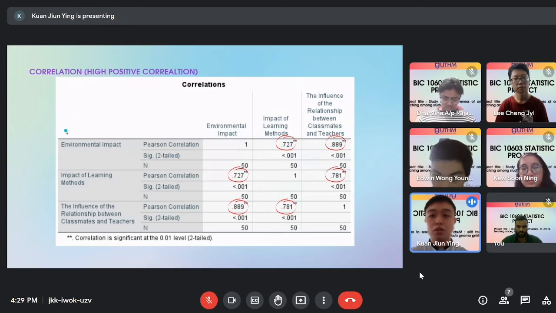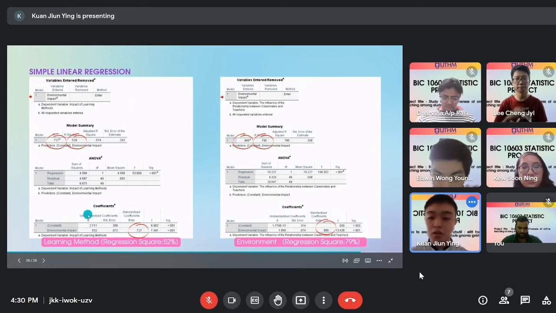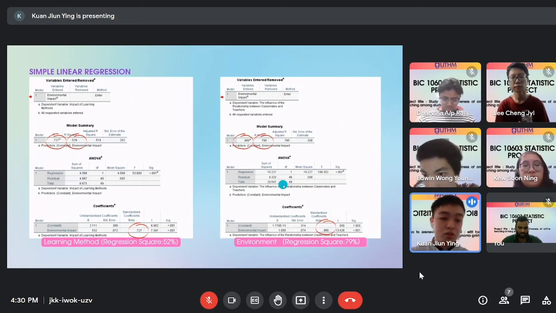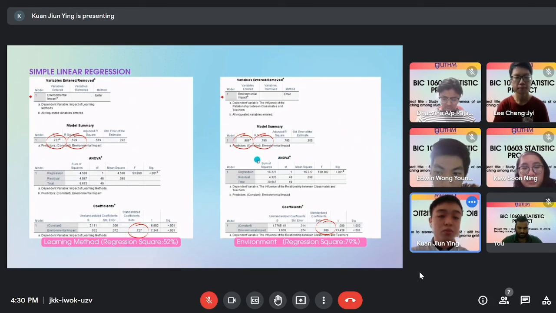For the correlations, all the correlations between each of the sections are high positive correlations because they are between 0.7 and 0.9. Then in the simple linear regressions, for the learning method depending on the environment impact, we got a correlation of 0.7 and an R-squared of about 52%. And for the environment, we got a correlation of 0.889 and an R-squared of 79%.